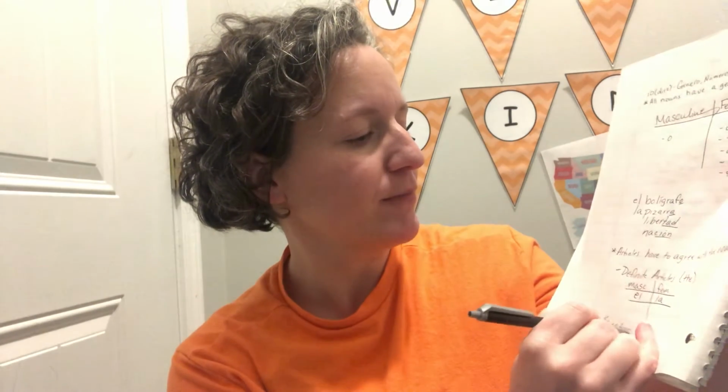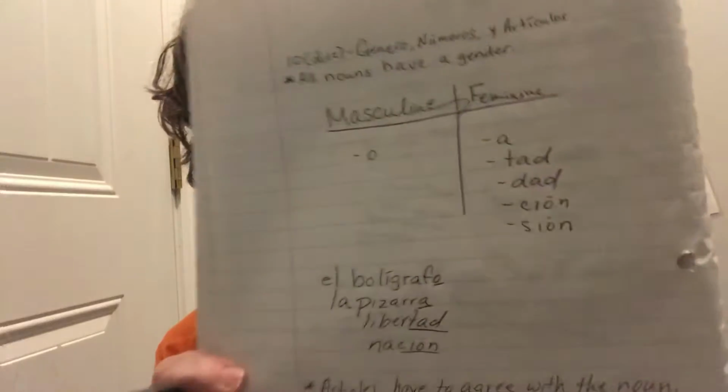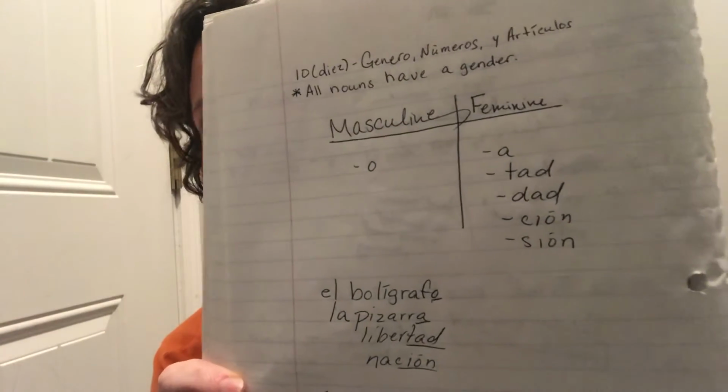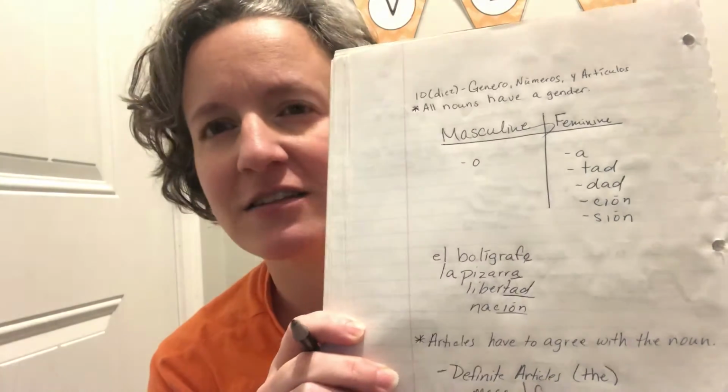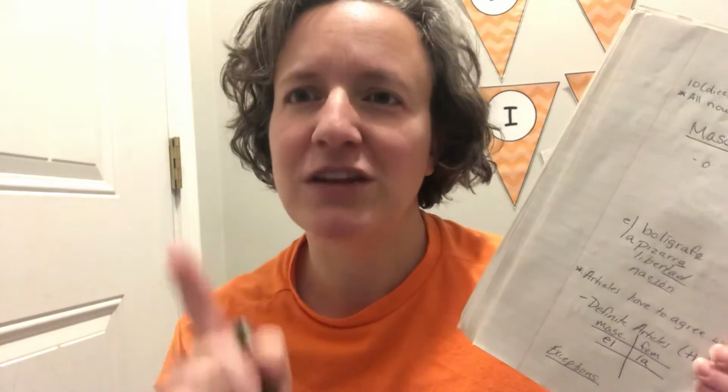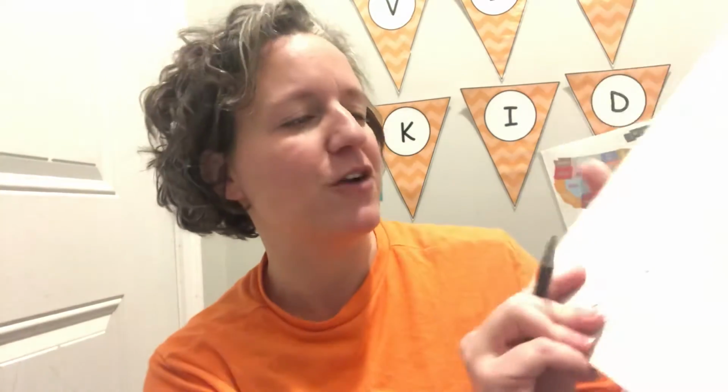So we know that in our list, O tends to be masculine, A tends to be feminine, but there are unfortunately exceptions. And I kind of hate that because Spanish doesn't have a lot of exceptions in general with grammar, but we do with nouns. We have quite a few exceptions. So you have to be kind of careful.